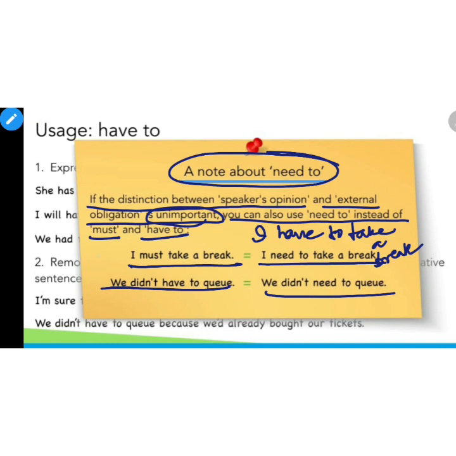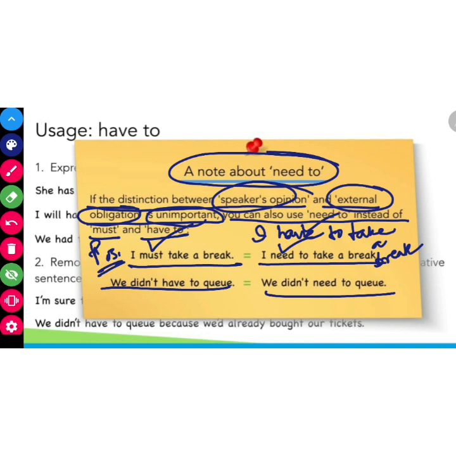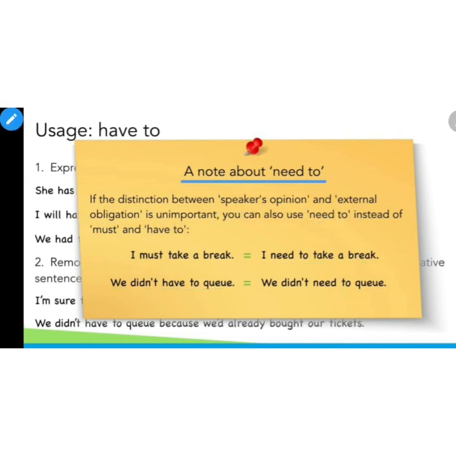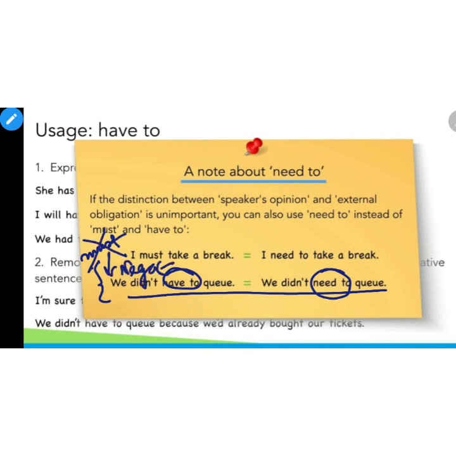So you see, for positive sentences, if there is no clear distinction between speaker's opinion and external obligation, you can use must, you can use need to, you can use have to. But in case of negative sentences, you can use have to or need to, but not must.